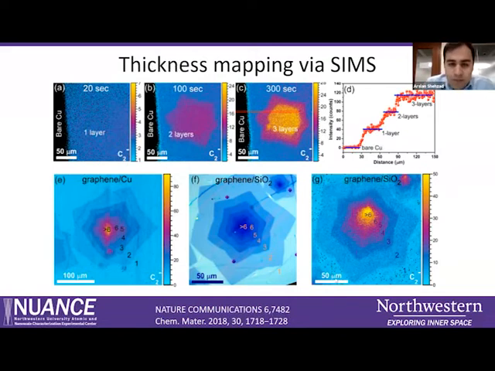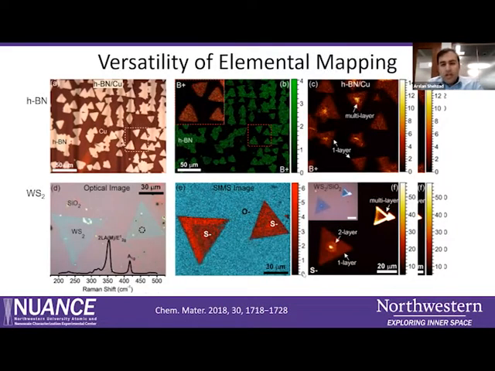So I'm just trying to push here that SIMS can be utilized not only for elemental analysis, but also for structural analysis, not just on the surface, but also to distinguish different thicknesses of layers sitting on top of any substrate. And it's not only for the case of graphene, it can be utilized for any other materials. In this case, I'm showing you the versatility of this elemental mapping, so you can utilize this concept on any other 2D materials.